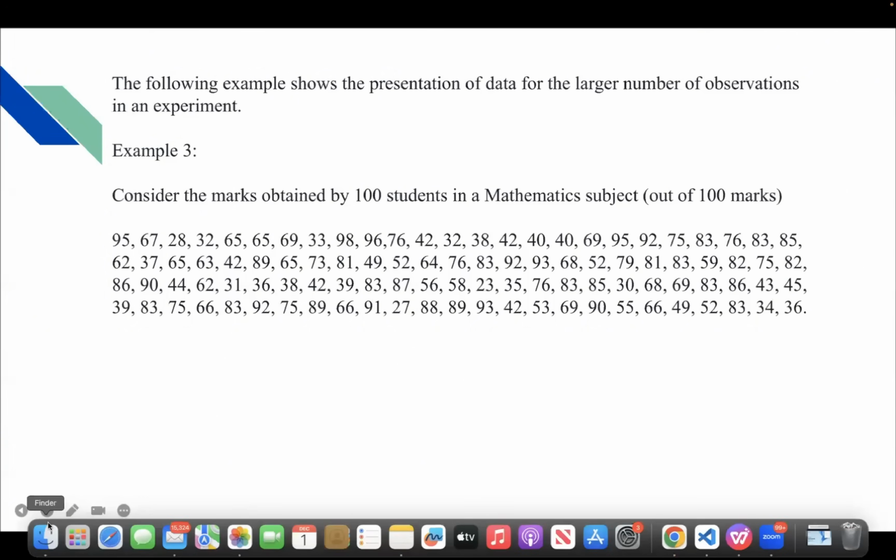Consider the marks obtained by 100 students in a mathematics subject out of 100 marks. So as you can see, this is a lot of data. So if you want to manually start, using the first method we used when we were looking for range, this will actually be very, very tedious. So that's where this ungrouped or grouped frequency table comes in.